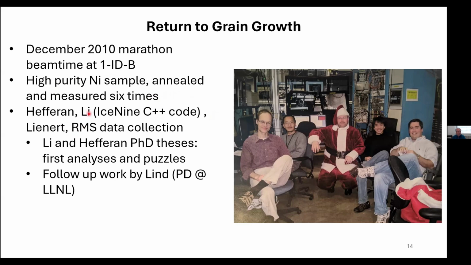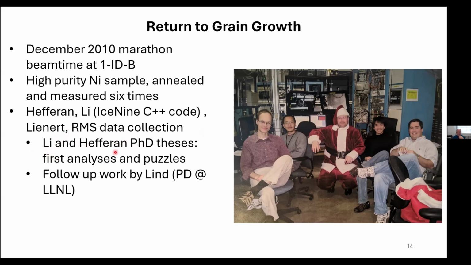So Heffron, Lee, Ulrich Lehnert, and myself did the data collection. And if Rishu's watching, I hope I'm remembering that you hadn't joined the group yet, so you came in later. No, that's Riju Pokharel, who's our collaborator at Los Alamos now.